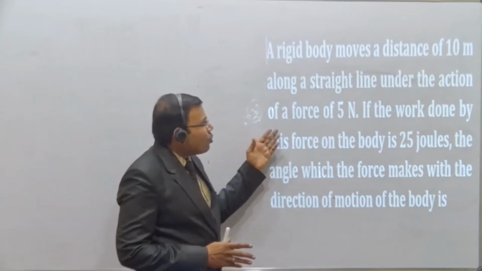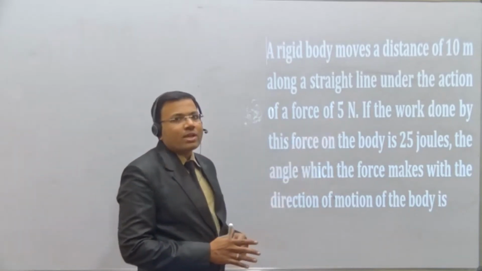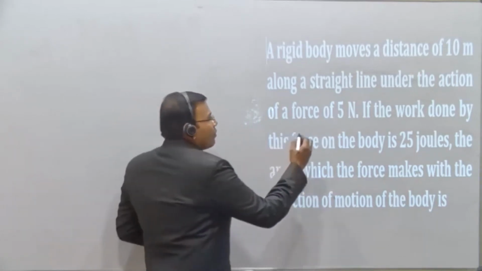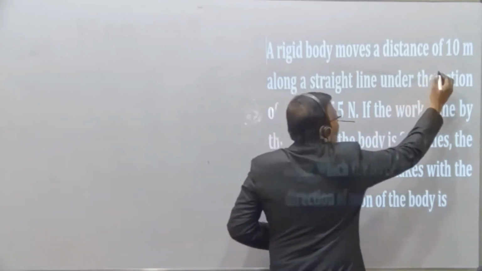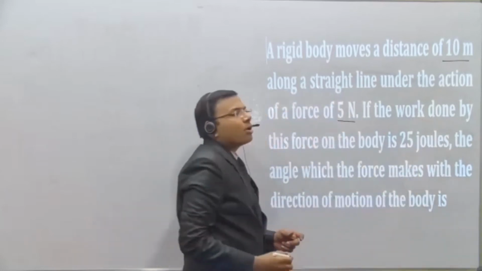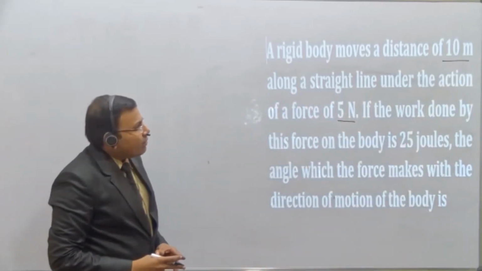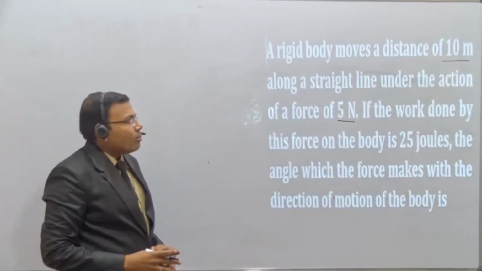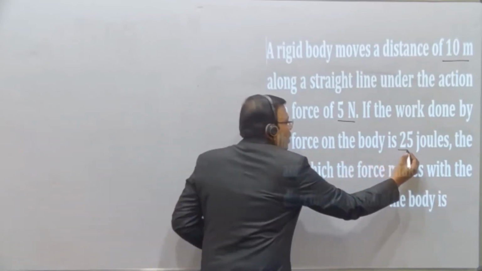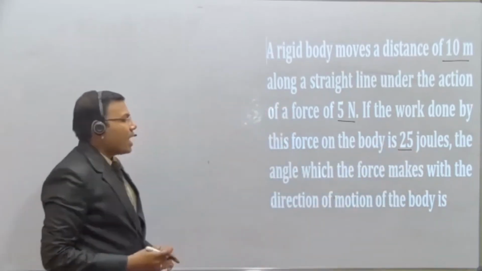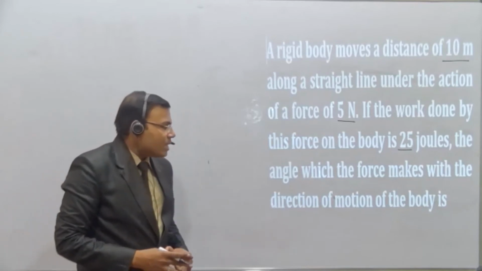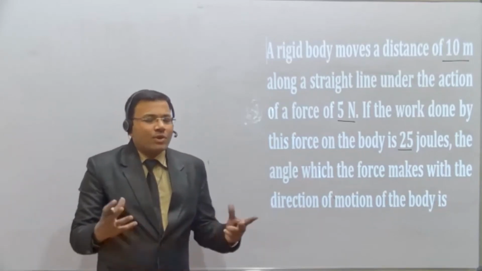the action of a force of how much? Here the force is given as 5 Newton. I would like to stress on this 5 Newton, and the second one is 10 meters. Then the work done by the force on the body is how much? 25 joule. Then we have to find the angle which the force makes with the direction of the motion of the body. We just have to find the angle.